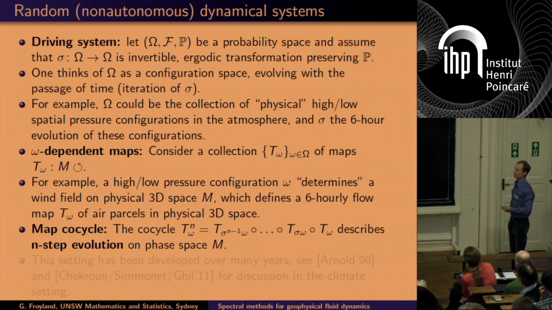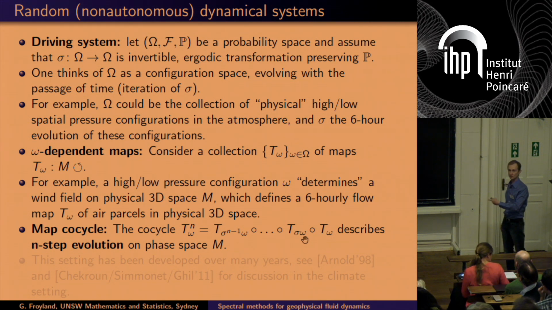Okay. Now, if you want to run your system non-autonomously, then you would start with the current configuration. You would apply your map T omega on your phase space. After that time, your configuration has updated so you need to update with sigma, and then you apply the map that corresponds to the new configuration, and so on and so on. And so if you want to run this n steps, then you have what's called a map co-cycle.